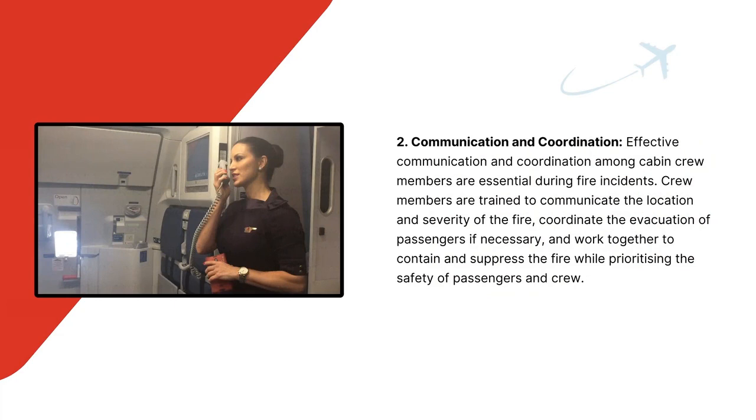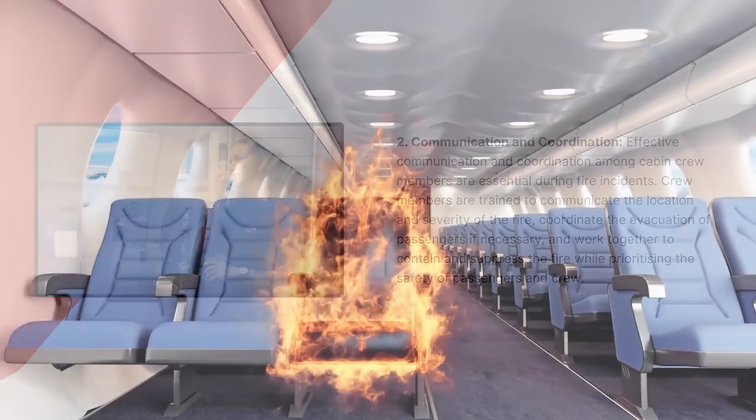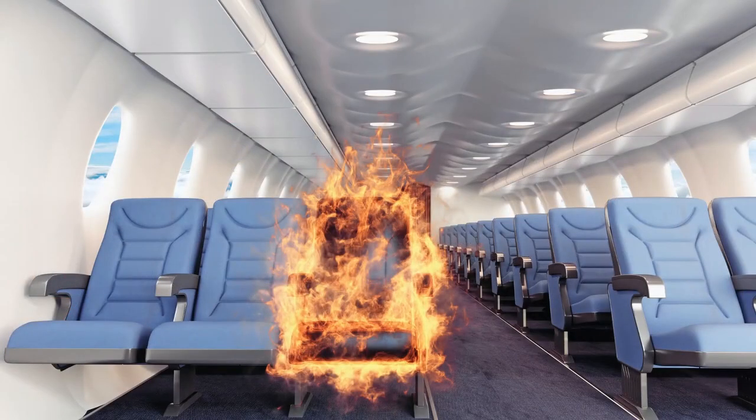2. Communication and coordination. Effective communication and coordination among cabin crew members are essential during fire incidents. Crew members are trained to communicate the location and severity of the fire, coordinate the evacuation of passengers if necessary, and work together to contain and suppress the fire while prioritizing the safety of passengers and crew.